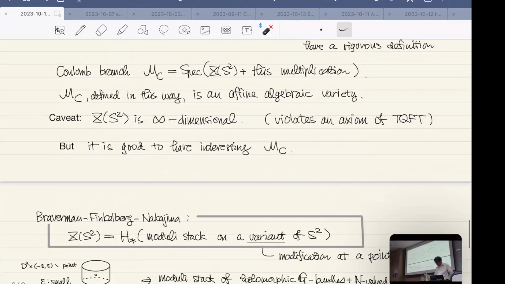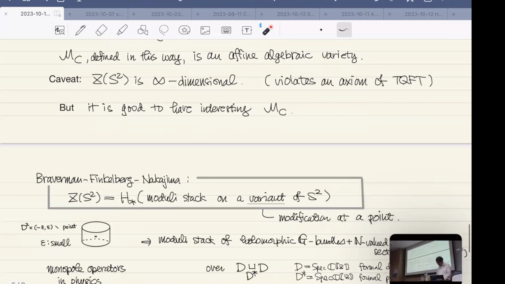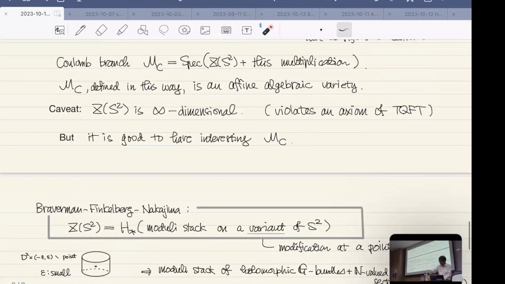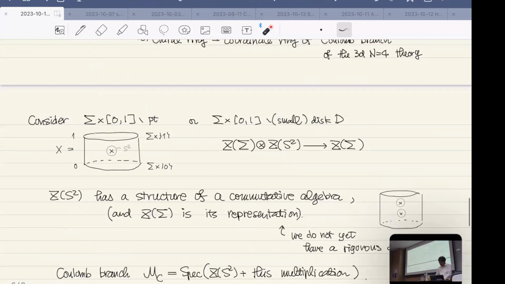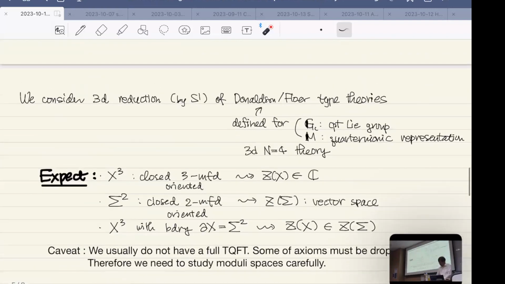Okay, by using this intuition, together with Braverman, I thought about defining the Coulomb branch as a spectrum of G of S3. And recall that I mentioned that here, G of S2 should be the moduli space on sigma, or the homology of the moduli space on sigma. And this is how we arrive at the commutativity.